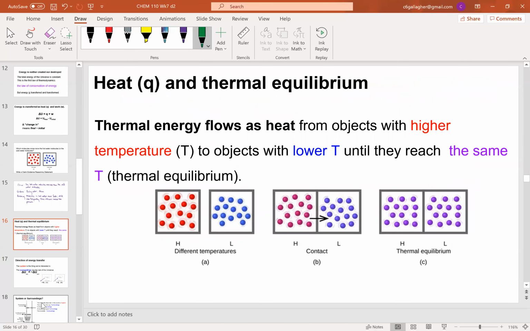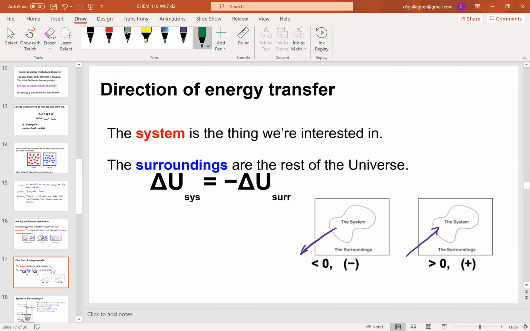So with heat and thermal equilibrium, thermal energy flows as heat from objects with higher temperature to objects with lower temperature until they reach the same thermal equilibrium. That's useful because if we think about molecules at two different temperatures, these molecules are going to come in contact with each other. They're going to continue to move until they attain the same thermal equilibrium.